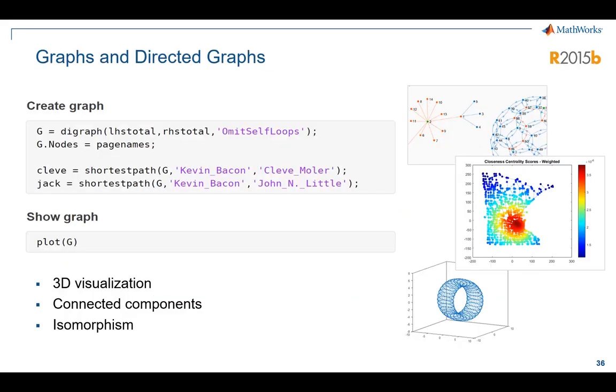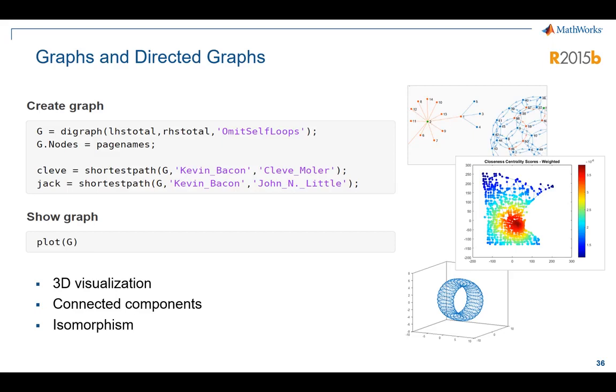Sometimes it's not all about the data. Sometimes it's actually about the relationship or the relative position of data. And so looking at graphs and directed graphs can help us gain intuition into our data sets that we couldn't see necessarily just by plotting it versus time, let's say. So there's a lot of capability around understanding relationships and connections within data as well.